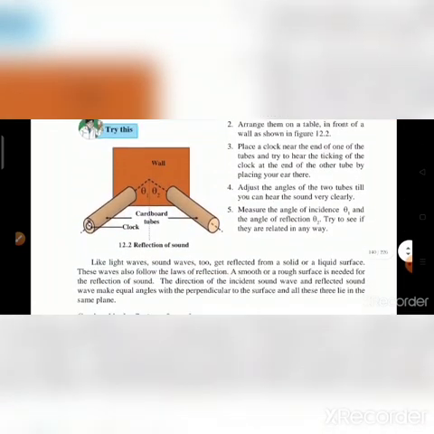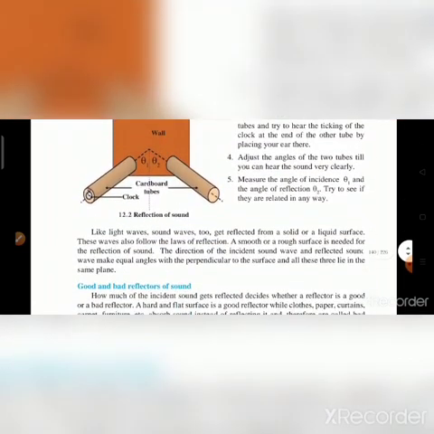Reflection of sound. Like light waves, sound waves too get reflected from a solid or a liquid surface. These waves also follow the laws of reflection. A smooth or a rough surface is needed for the reflection of sound. The direction of the incident sound wave and reflected sound wave make equal angles with the perpendicular to the surface, and all these three lie in the same plane.